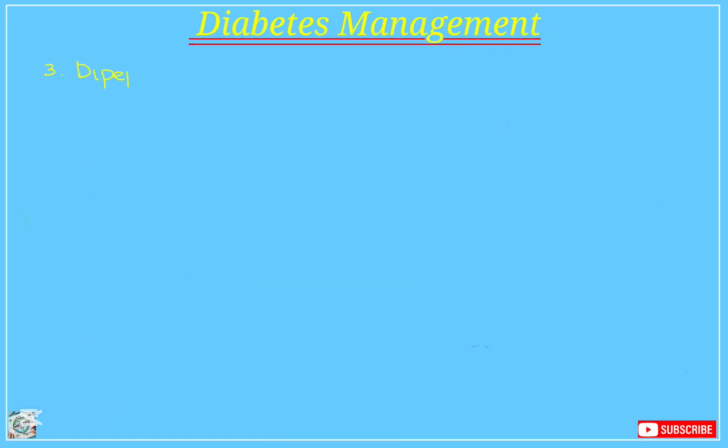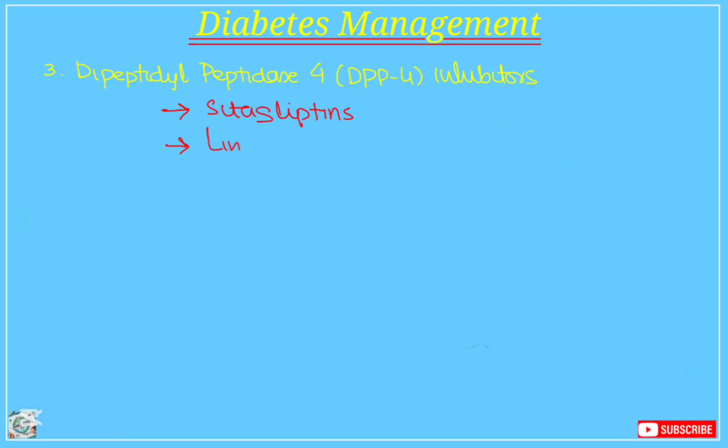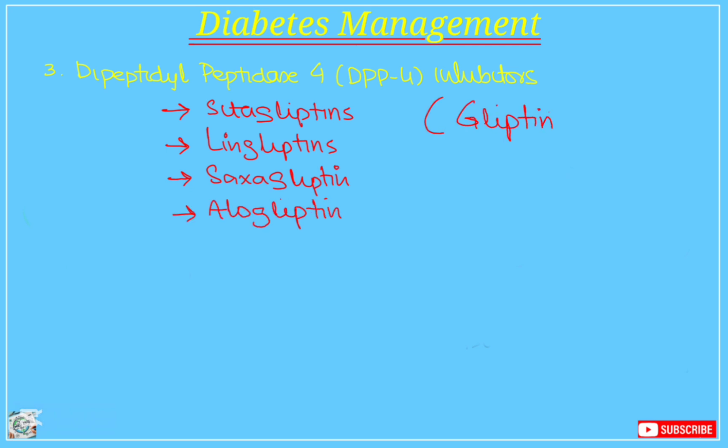Next we have the dipeptidyl peptidase 4 inhibitors, often shortened to DPP4 inhibitors. This class includes sitagliptin, linagliptin, saxagliptin, and alogliptin. These are sometimes casually referred to as the gliptins due to their common suffix.